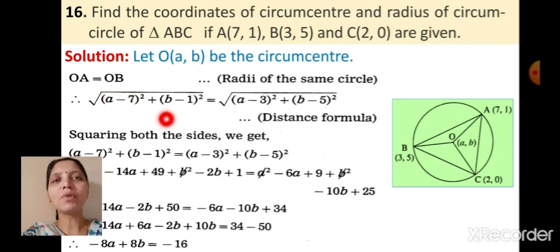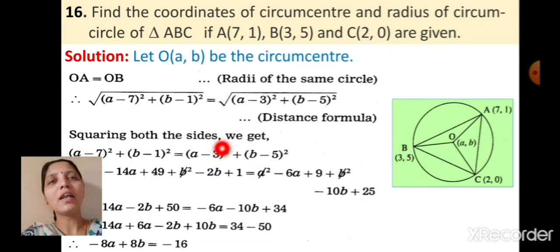So what is the distance formula? Square root of (x2 minus x1) whole square plus (y2 minus y1) whole square. Yes, now let's substitute here. Square root of (a minus 7) bracket square plus (b minus 1) bracket square, that is equal to square root of (a minus 3) bracket square plus (b minus 5) bracket square. I hope you all are knowing this substitution now. For OA, we have to consider coordinates of point O and coordinates of point A. And for OB, we have to consider coordinates of point O and coordinates of point B.